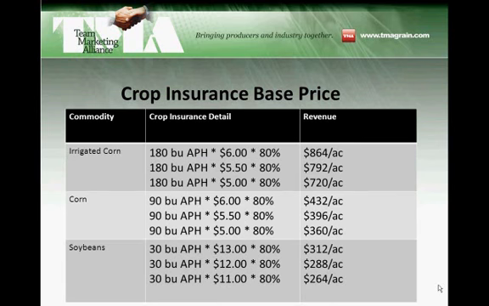But here's what I want to talk about today. What that average comes into has a very big impact on what revenue you can lock in, and better yet, what your peace of mind looks like going forward. So I put a couple different price scenarios for base price. For example, if the base price comes in on irrigated corn at $6, you see 180 bushel APH times 6 times 80% gives you a gross revenue of $864 per acre.